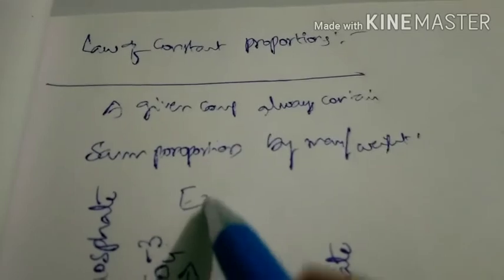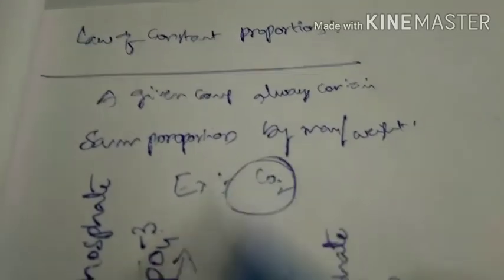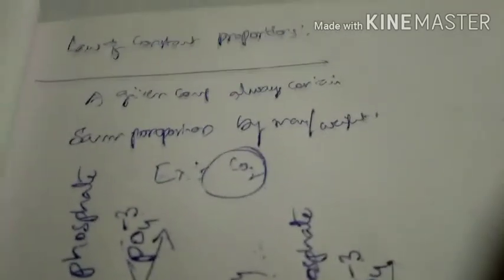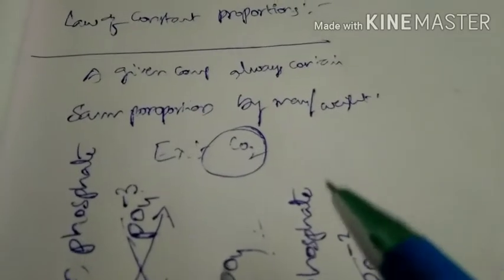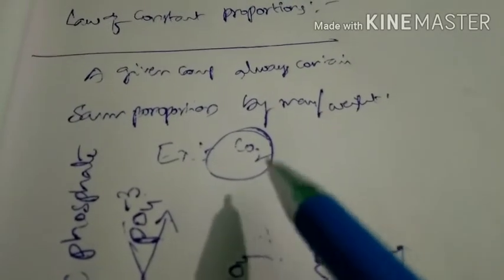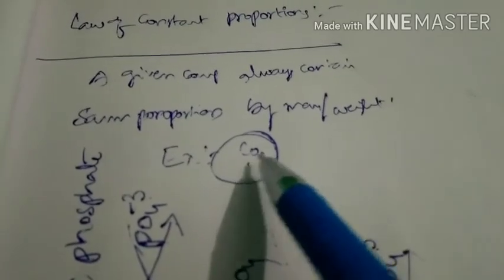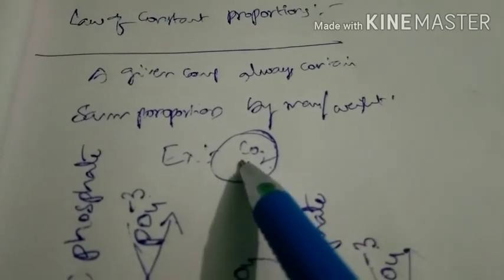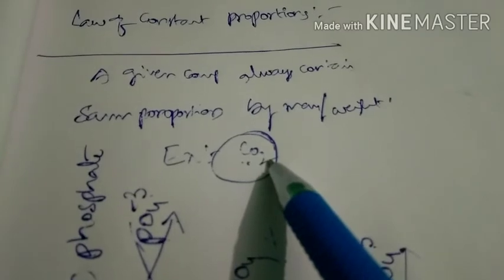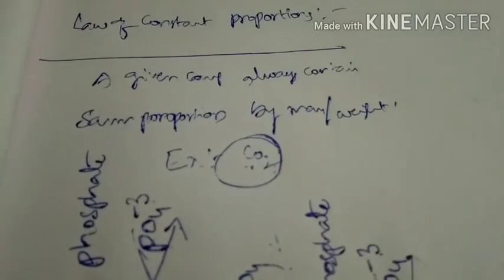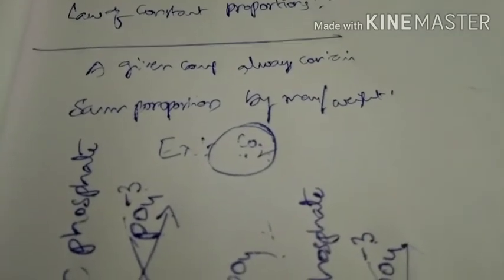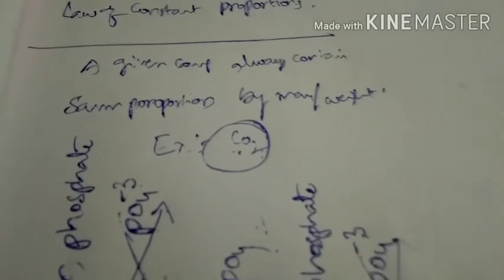For example, take CO2, that means carbon dioxide. We know very well about this compound. This carbon dioxide contains what? Carbon and oxygen. That means one carbon atom and two oxygen atoms. Carbon dioxide is present in nature.